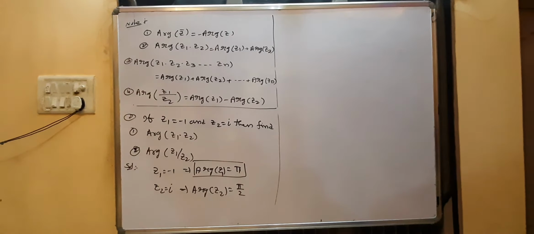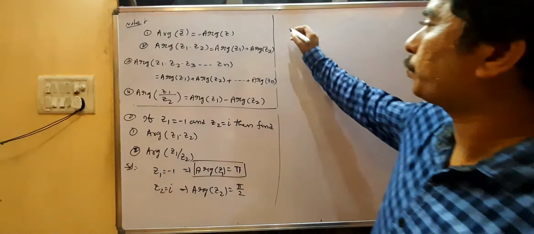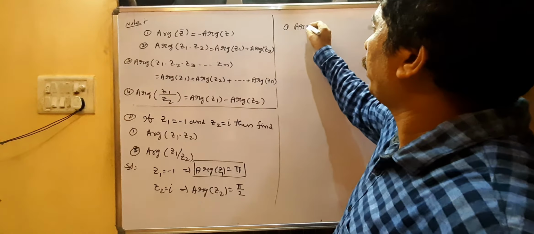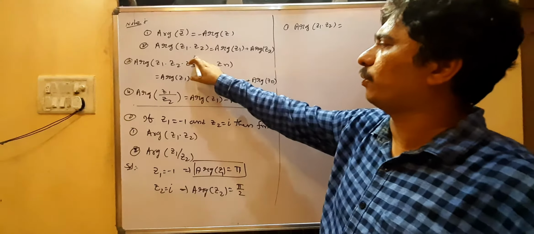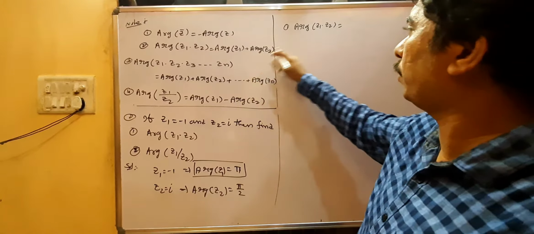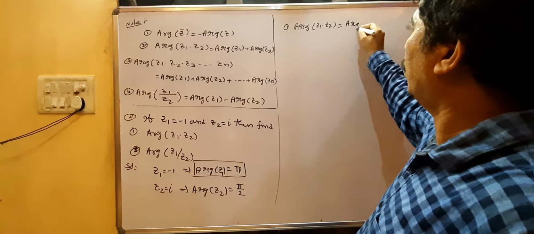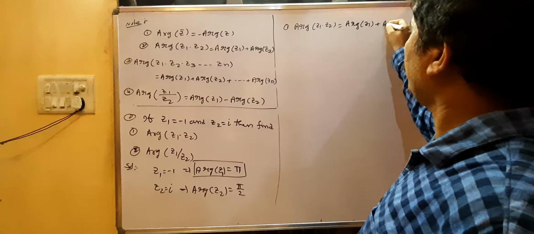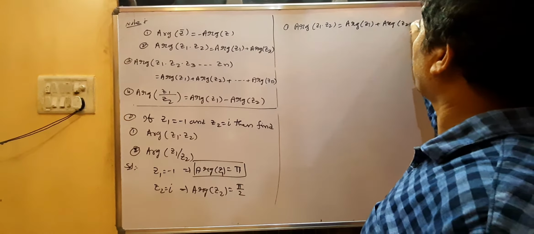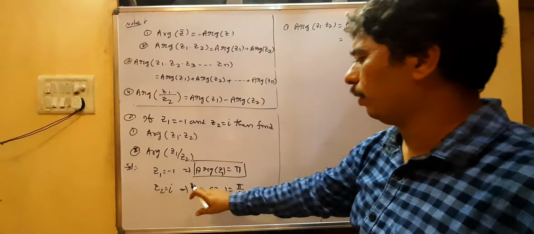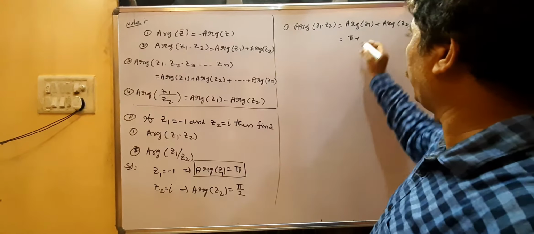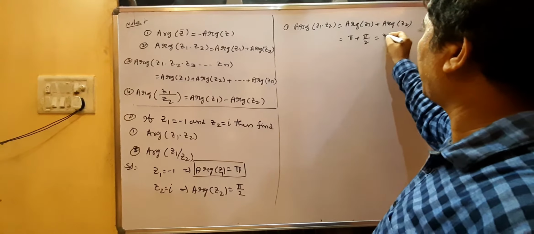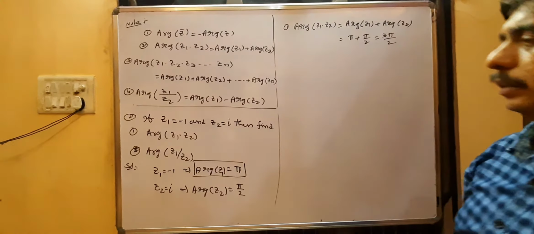They ask in the first bit argument of z1 into z2. What is the formula I have? Argument of z1 plus argument of z2. Argument of z1 you have pi. Argument of z2 is pi by 2. Pi plus pi by 2 is 3 pi by 2 is the answer.